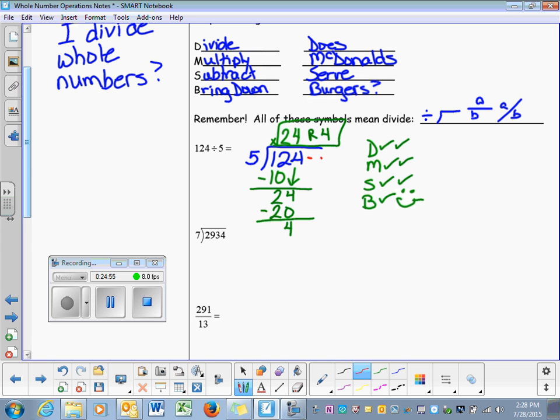And I'm going to write these vocabulary words in. Dividend. This is my remainder. The leftovers, it's the part you couldn't split up evenly. The 24 is my quotient. And the 5 is a divisor.